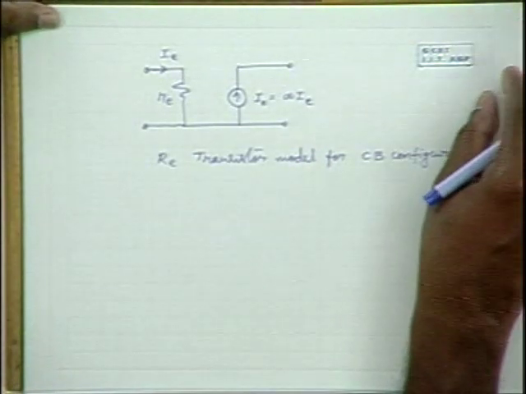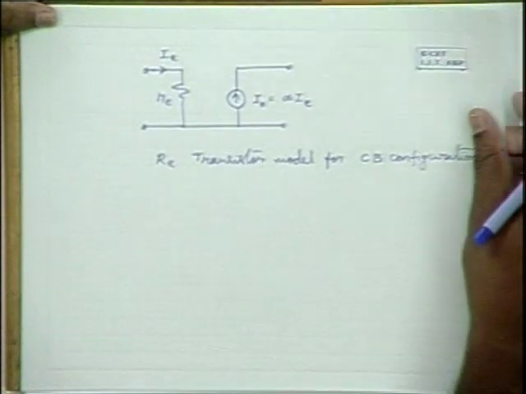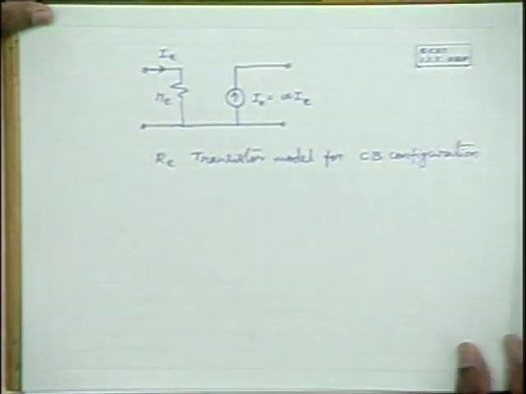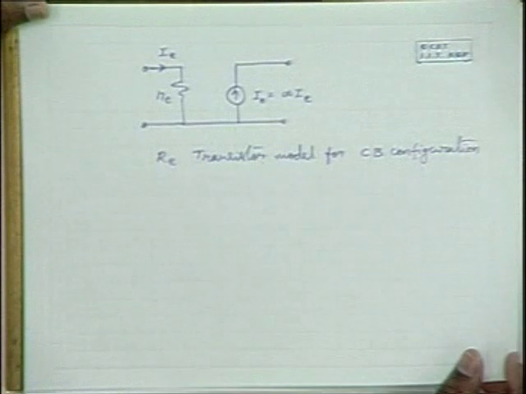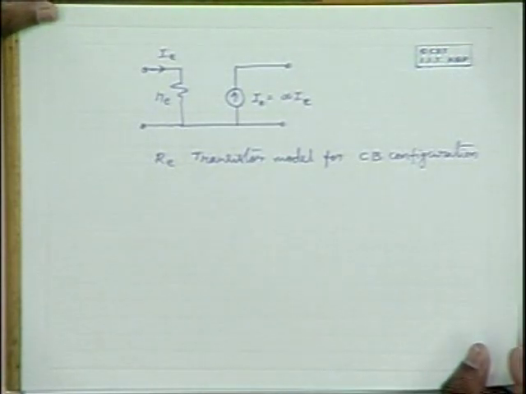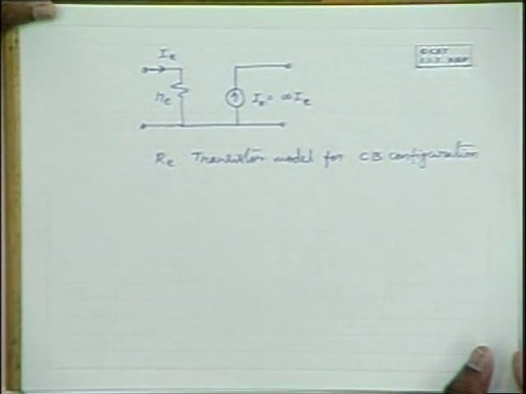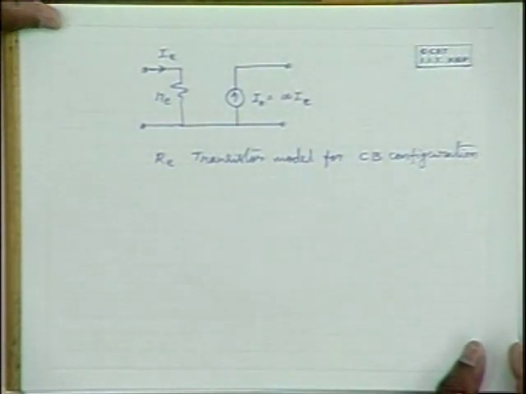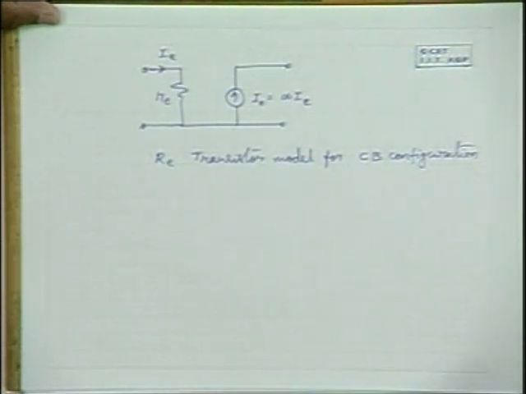Now let us derive a model for the common emitter configuration, because the common emitter configuration is very popularly used because of certain interesting characteristics like the voltage gain and current gain and a large power gain.